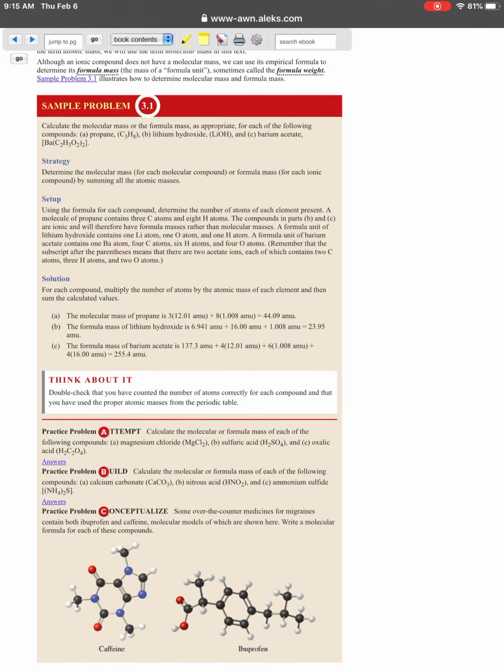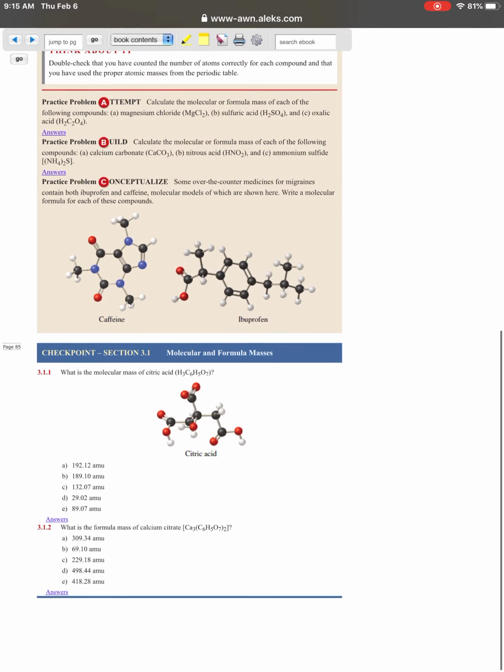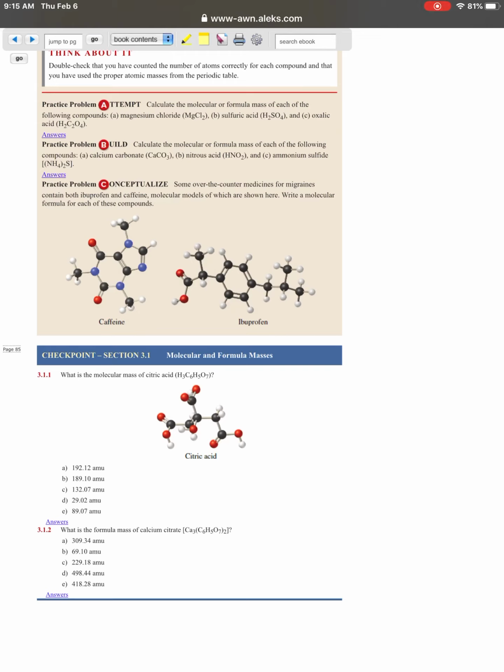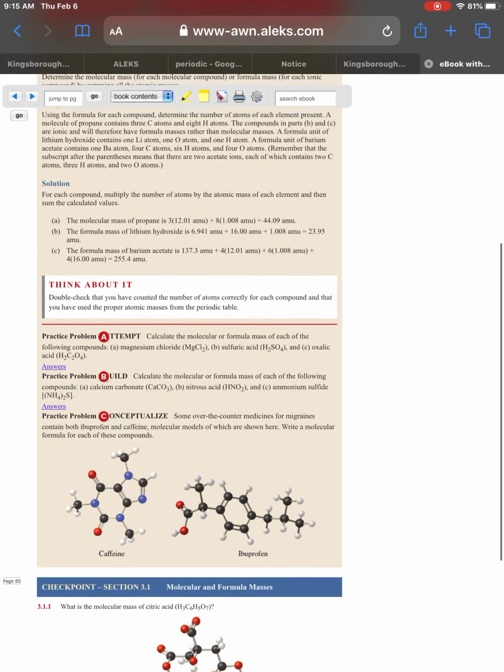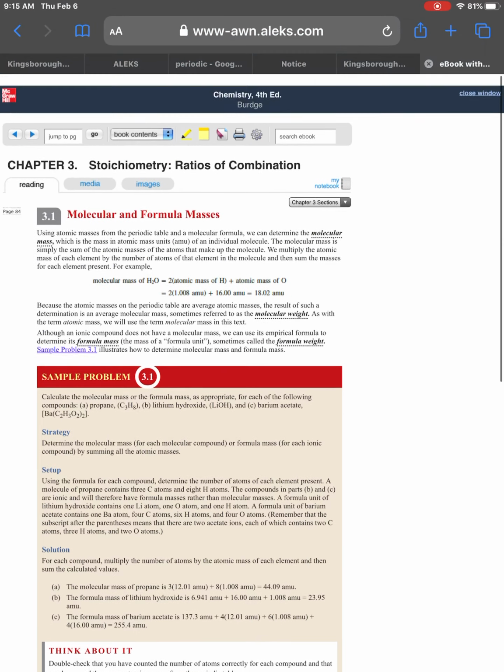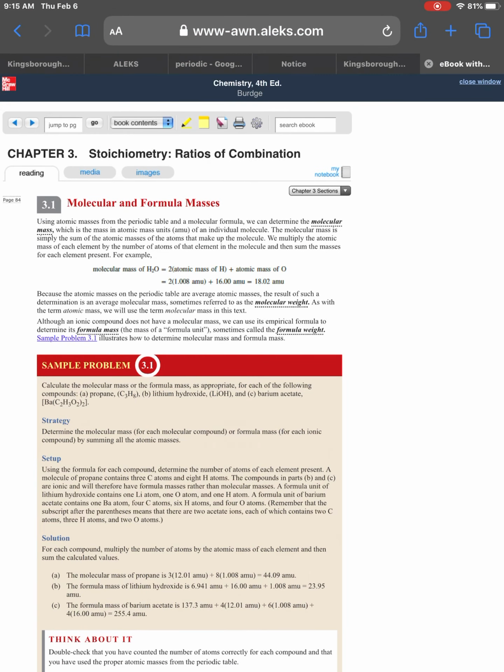So try your practice problems. That's a good problem. Try your checkpoints. Very straightforward questions. They're easy to calculate. You want access to a periodic table. If you memorize the atomic masses of the periodic table, I'll be impressed. Everybody would be impressed. But you don't need to do that. Just grab yourself a periodic table.